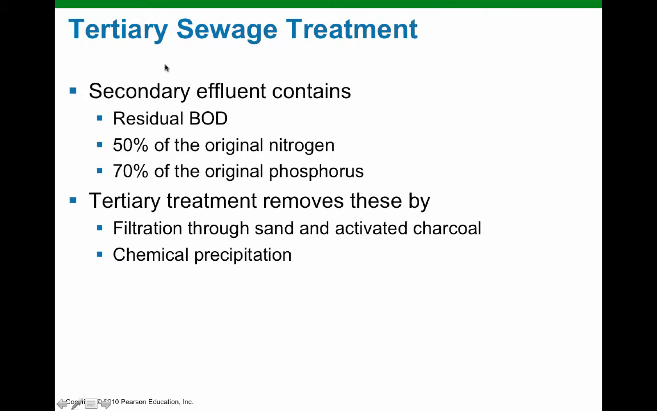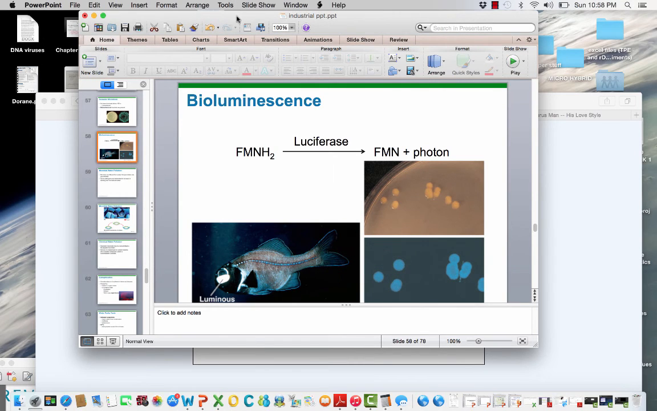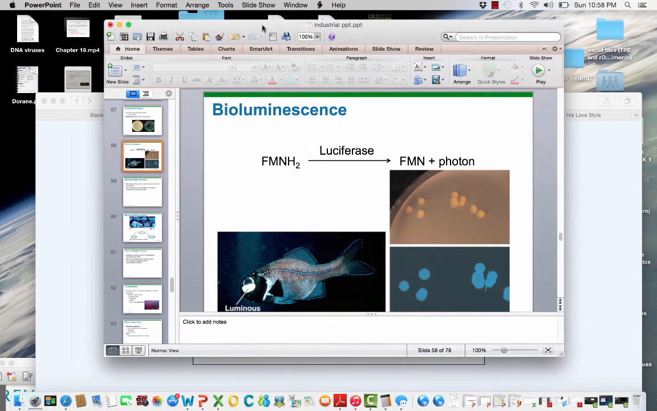And in that secondary phase, you still have 50% of the original nitrogen and 70% of the original phosphorus left over. The tertiary treatment removes these by filtering through sand and also activated charcoal and chemical precipitation as well. So that is the end of chapter 27, and I will see you guys for the viruses.